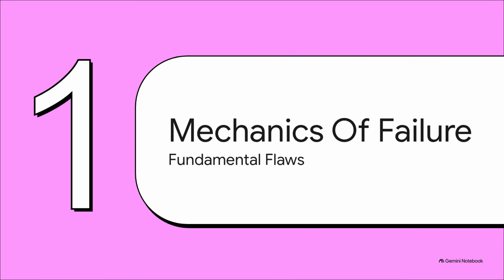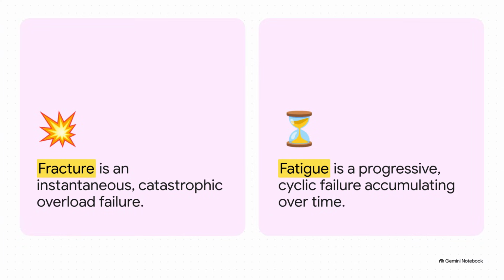Part 1. The mechanics of failure. Understanding the fundamental flaws. If you sit down and calculate the strength of the atomic bonds in a piece of steel, it should theoretically be able to withstand almost 25 times its actual engineering strength. Crazy, right? But in the real world, it absolutely doesn't. And the reason is simple. True perfection just doesn't exist. Literally every material contains minute, microscopic flaws.